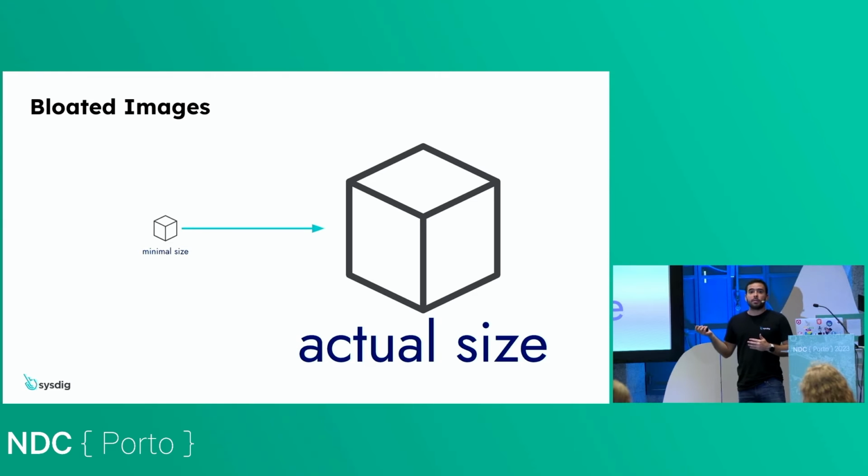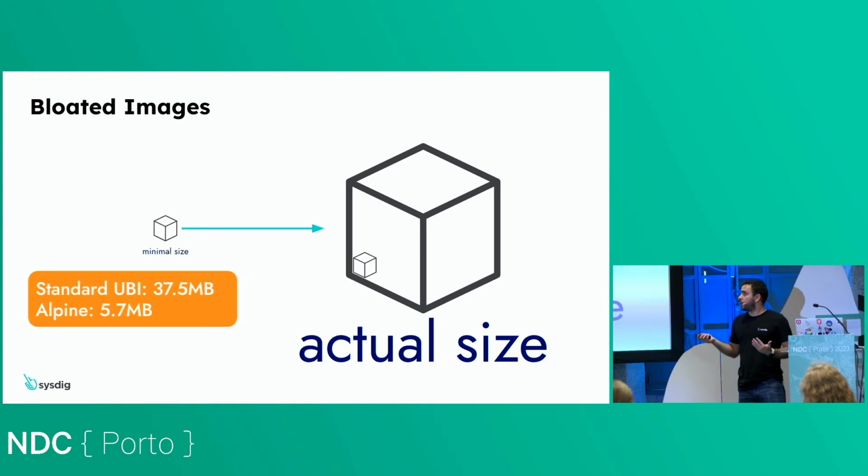This is how bloated images look, okay? And here I'm talking about 6.5. Some of those are actually 10 to 20 times difference. So if you look at an Alpine, that's 5.7 megabytes, a standard UBI, 37.5 megabytes. All the space here that you're seeing, the difference between this small cube and this one, that's just garbage. And worse, it's an attack vector, right? It's something that you don't need, that you don't want, but it's just in there.